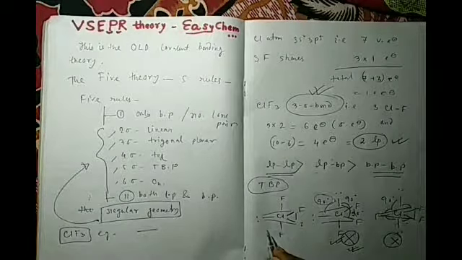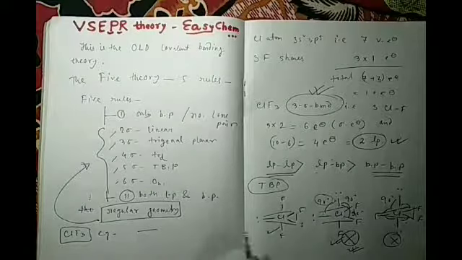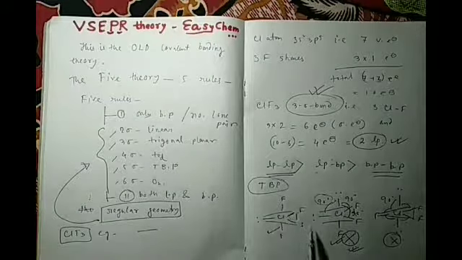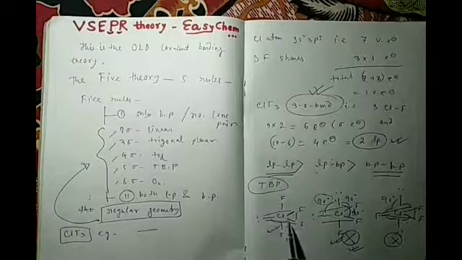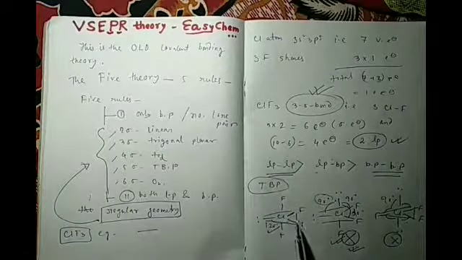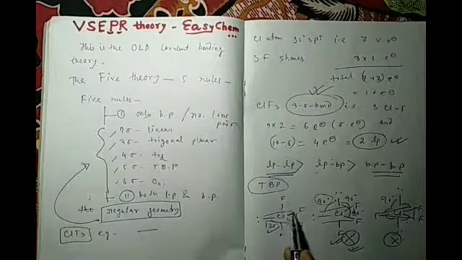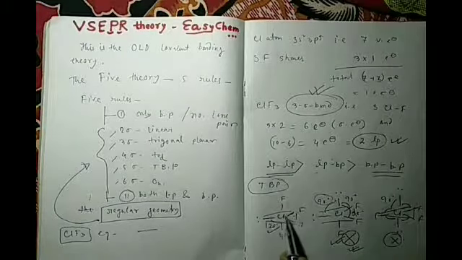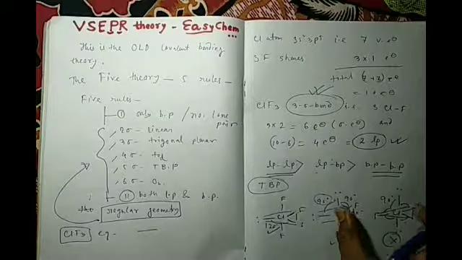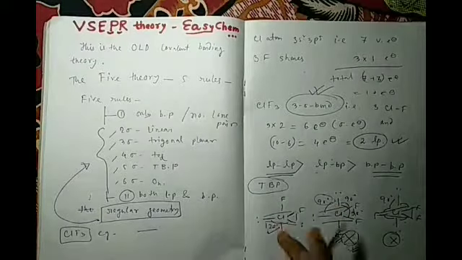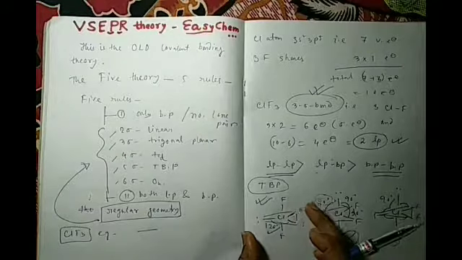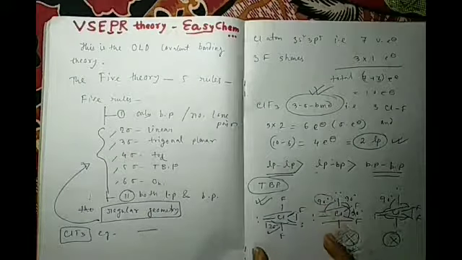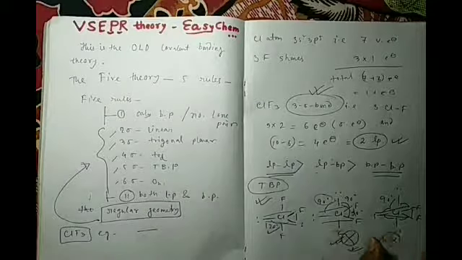But in this case, this structure is possible. Why? Because in this structure, the two lone pairs are on one plane, that is 120 degree, and the lone pair bond pair angle is greater than the other two cases. So this structure is more stable than the other two. So this structure is accepted instead of this and this.